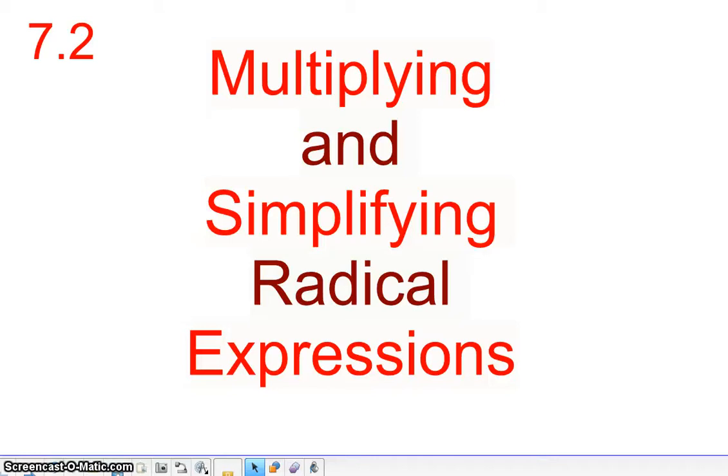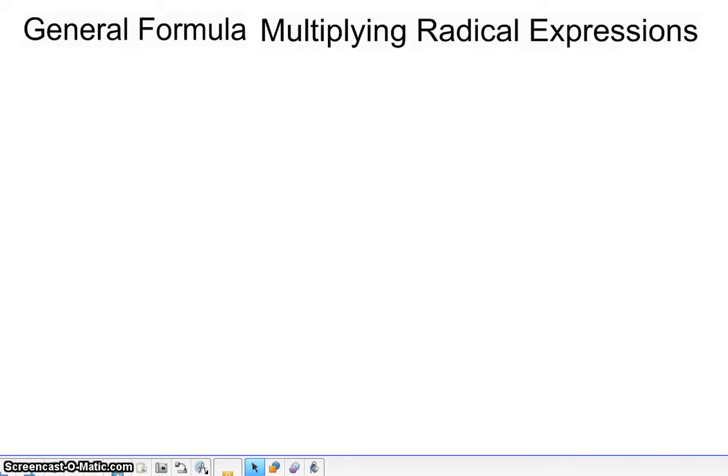Hi, today we are going to multiply and simplify radical expressions. This is Mrs. Slater, and here we go. The general formula for multiplying radical expressions looks something like this.